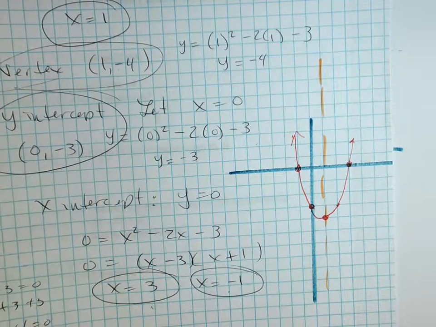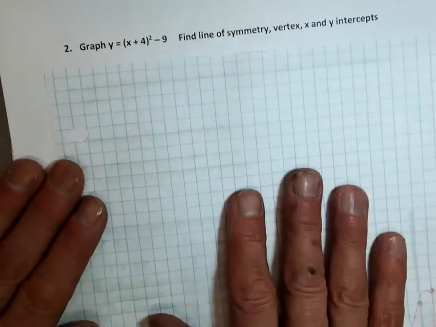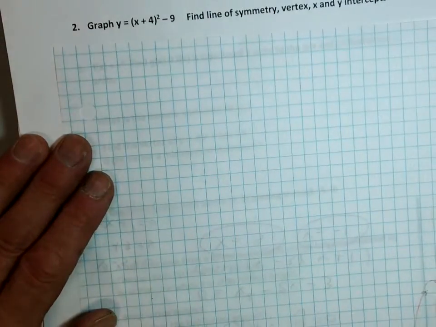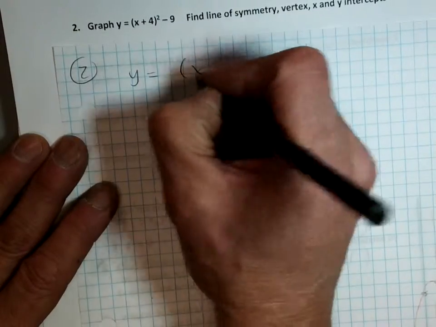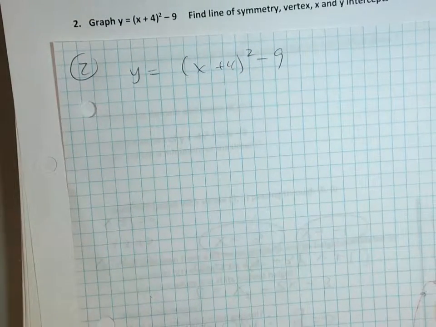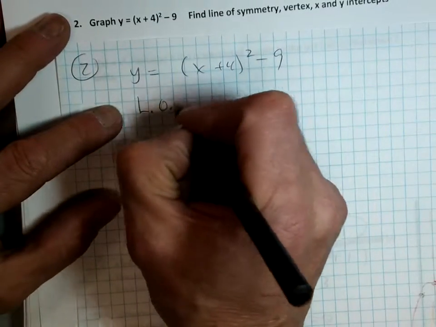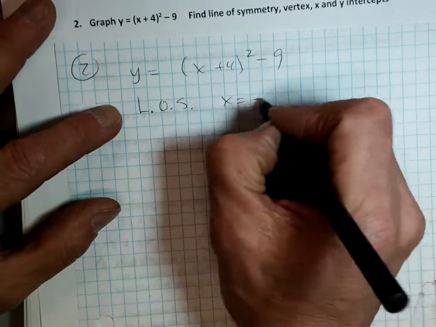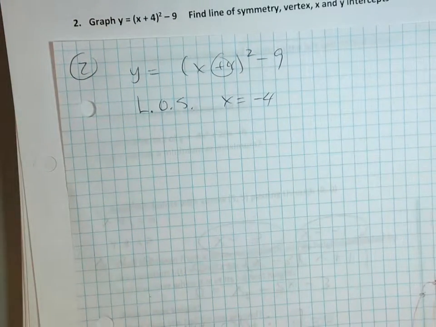Okay, you ready for number 2? Number 2, I'm going to graph y equals (x plus 4) squared minus 9. I like this form. This is the easier form for me. I know right off the bat that my line of symmetry is x equals -4. This is vertex form. It's just the opposite, right?